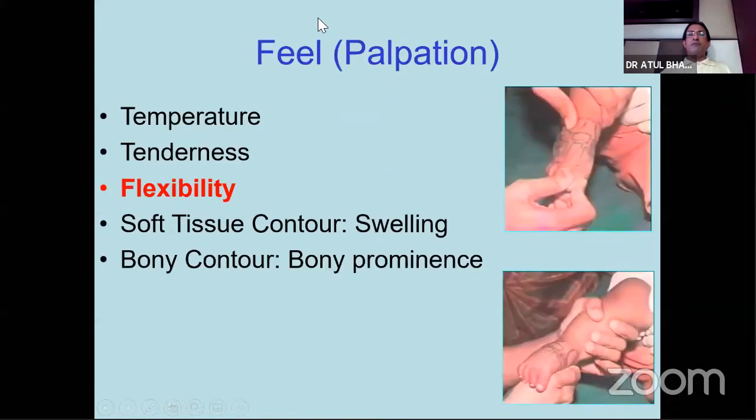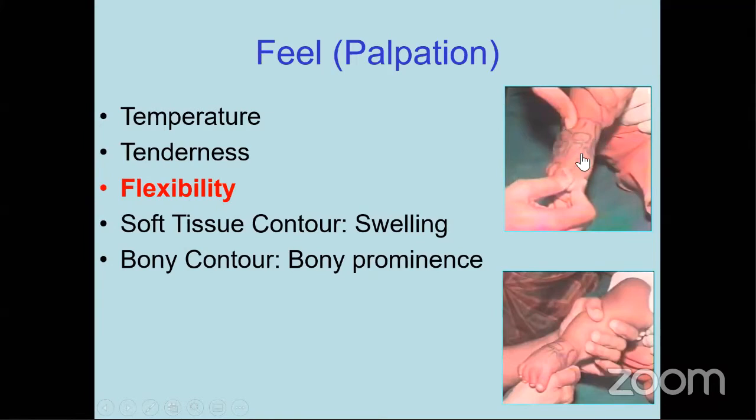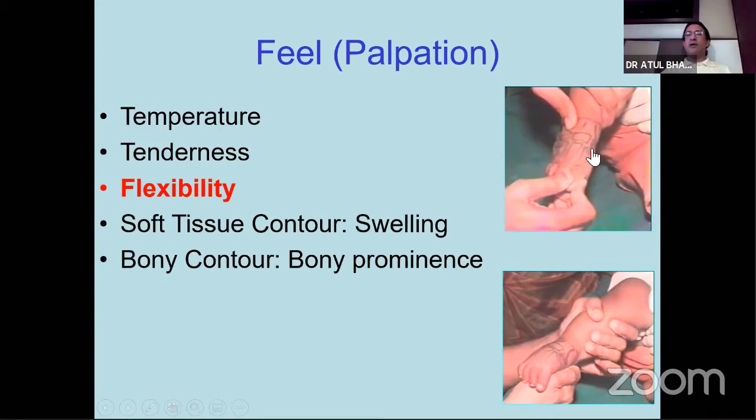Coming to palpation, the feel part of the examination: look, feel and move. From medical training, we've been taught to measure temperature and tenderness. Of course, in the foot, this is important only for the neuromuscular foot. But the key thing is the flexibility, whether this is a flexible or a rigid foot. And you must have a mental picture of where the bones are located. You must know where the metatarsals are, where the navicular is. You must have a mental picture of the calcaneum and the talus, so that when you palpate the foot, you know precisely what part of the foot is deformed and where the main deformity is.